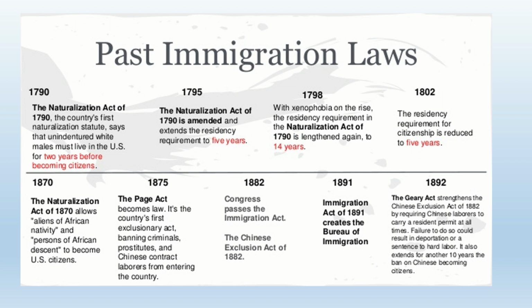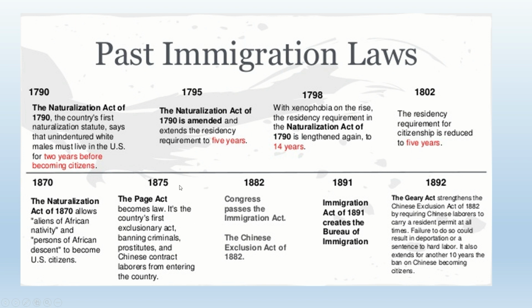The Naturalization Act was amended, and we turned it to 5 years, which has stayed that way since. There was a first wave of nativism that happened after that, and it was lengthened to 14 and then went back to 5 years. The Naturalization Act of 1870 followed the emancipation movement of African Americans and allowed aliens of African nativity, quote unquote, and persons of African descent to become U.S. citizens for the first time.